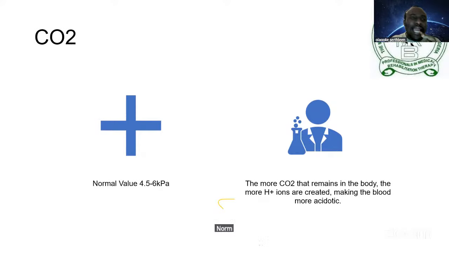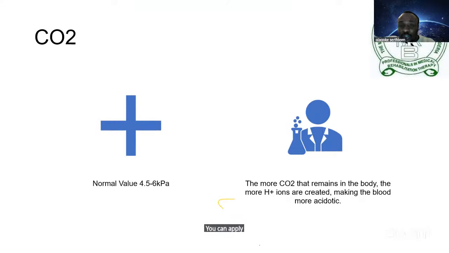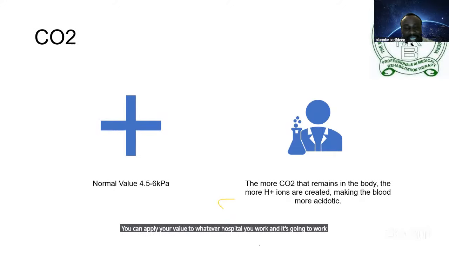Normally in our blood, we like our CO2 to be between 4.5 to 6.0. Generally speaking, there might be some variation in all of these values, depending on where you work, depending on your laboratories. But it's the same concept. Once you understand these things, you can apply your values to whatever hospital you work in and it's going to work well for you. It's as simple as that.